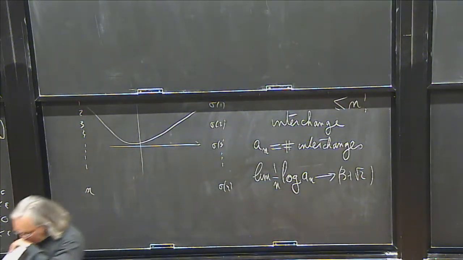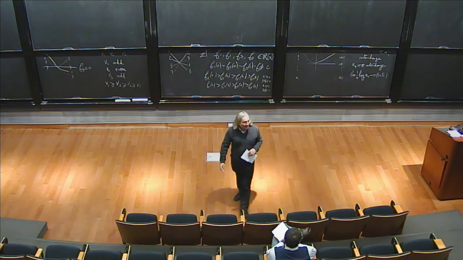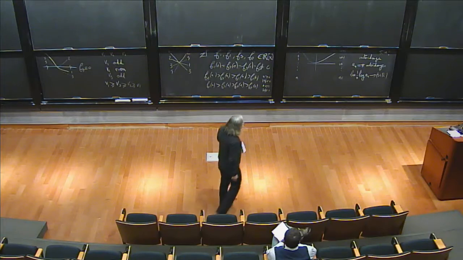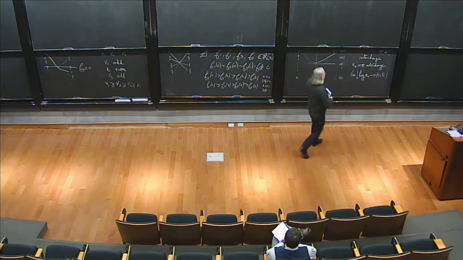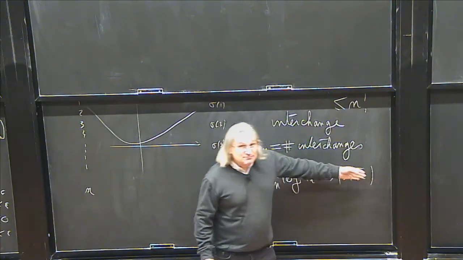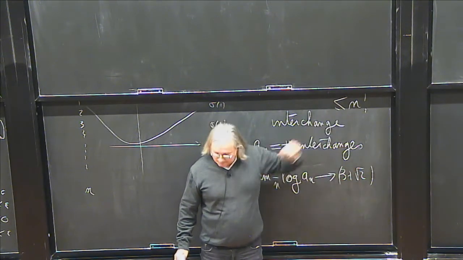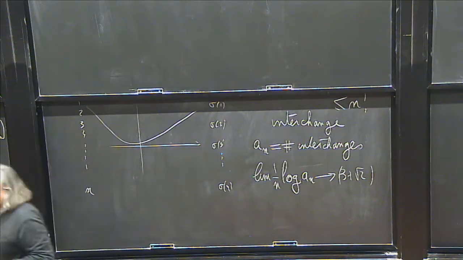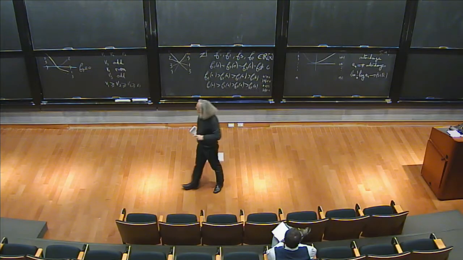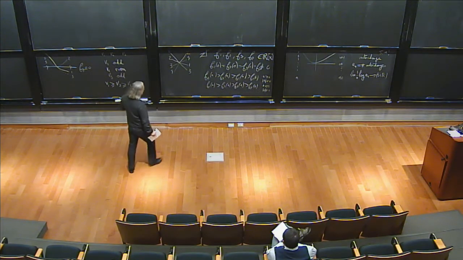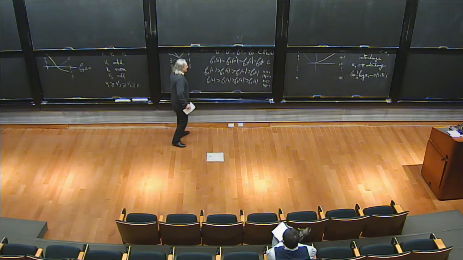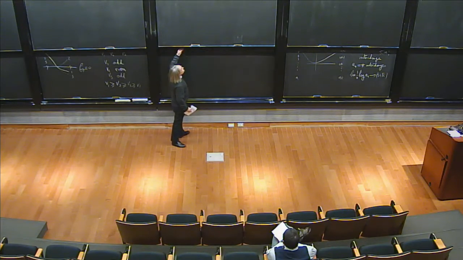And the fact that this converges to 3 plus root 2 means in particular this is a small minority in the world of permutations. Now, maybe that will give you a hint of why Kontsevich was interested in that.